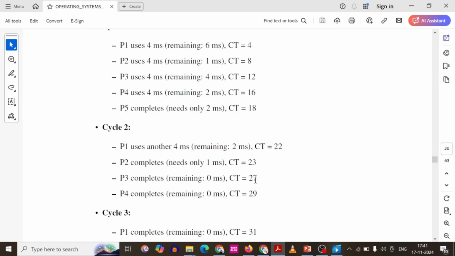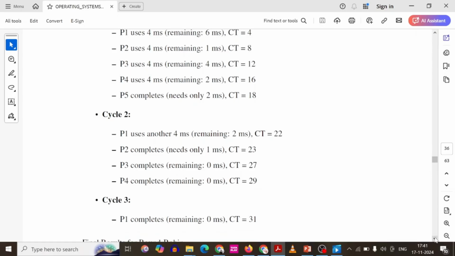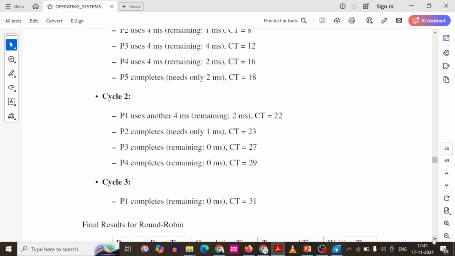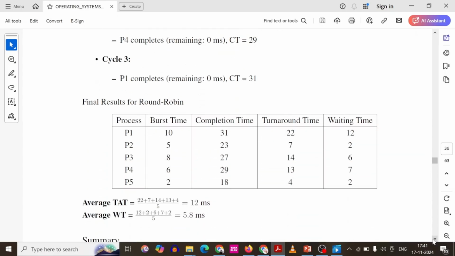Now the completion time is 27 milliseconds. For process 4 we have only 2 milliseconds, so we cannot utilize the 4 millisecond time slice. We directly add it to the completion time in the second cycle. Now we have 2 milliseconds in process 1, so we go to another cycle. In the third cycle process 1 also completes, with a completion time of 31. Overall, process 1 has a completion time of 31, process 2 took 23 milliseconds, process 3 took 27 milliseconds, process 4 took 29 milliseconds, and process 5 took 18 milliseconds.